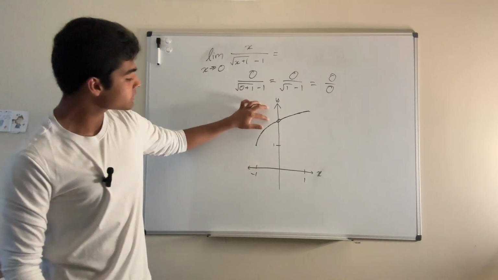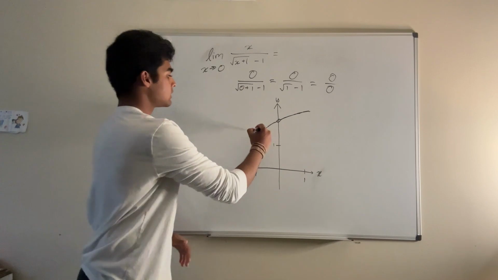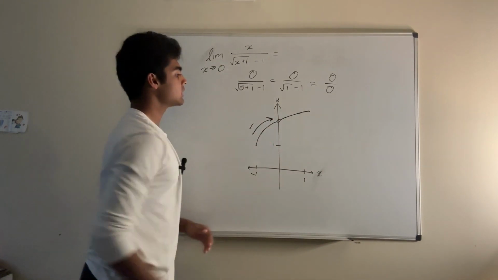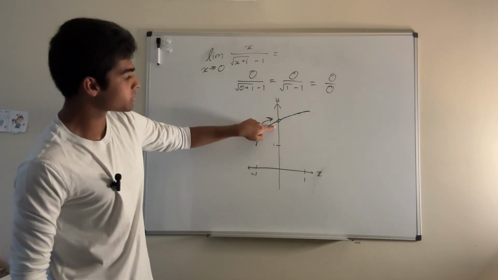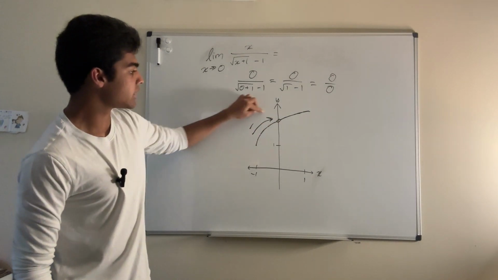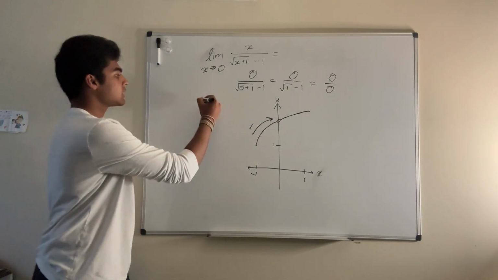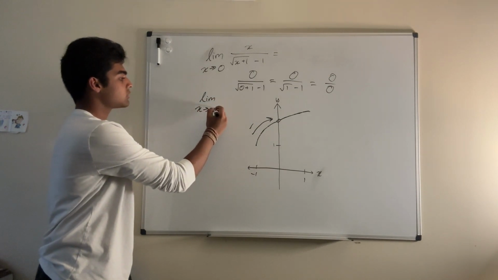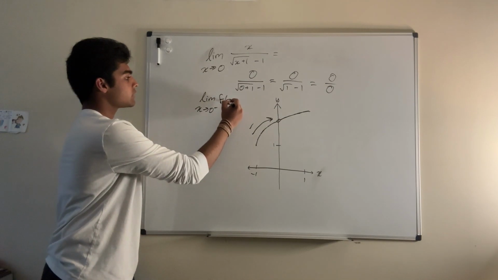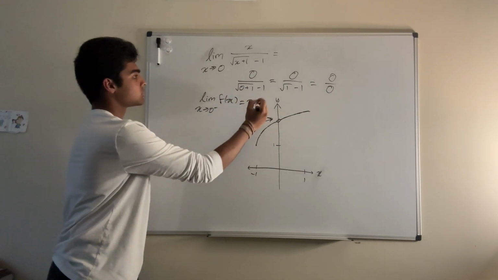So from the negative side, or from the left, we can see that this value seems to get closer and closer to 2 right here. So we can say that the limit as x approaches 0 from the left of f of x equals 2.